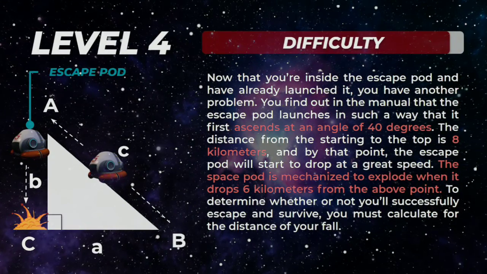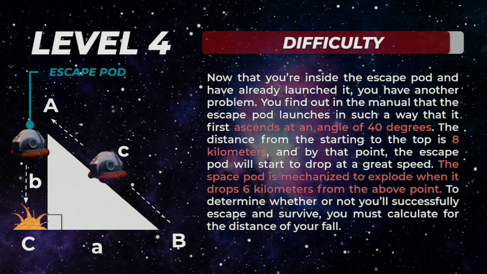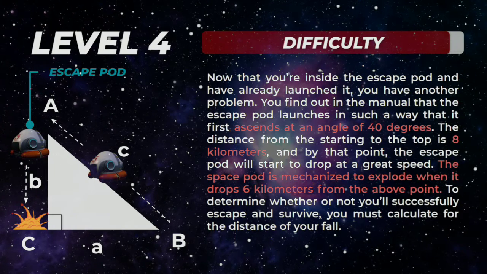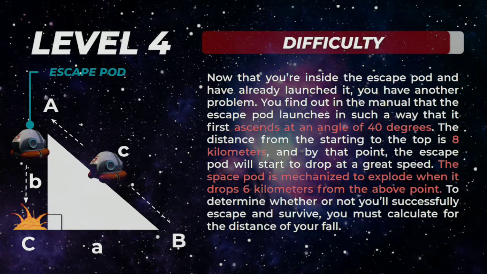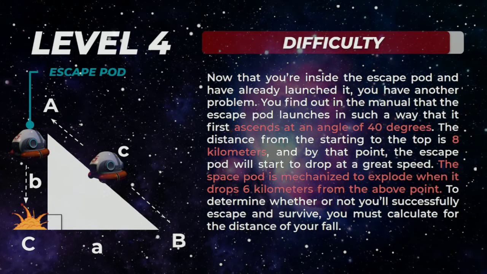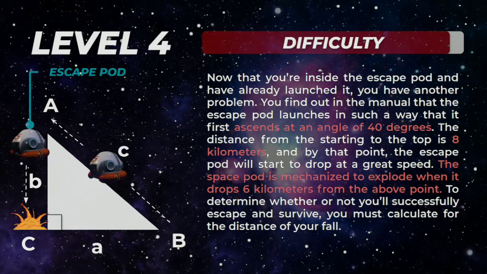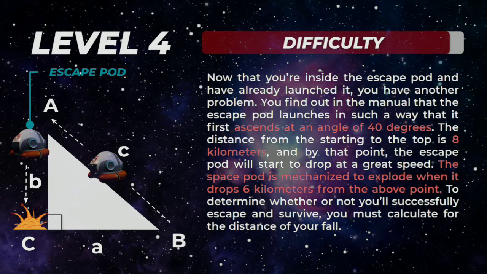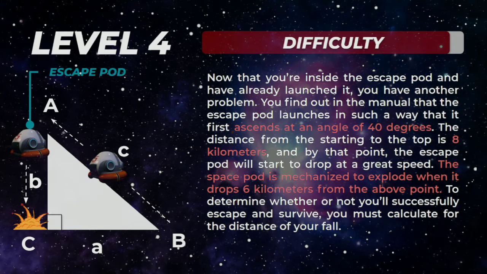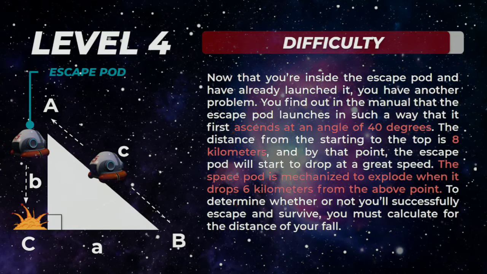Level 4. Now that you're inside the escape pod and have already launched it, you have another problem. You find out in the manual that the escape pod launches in such a way that it first ascends at an angle of 40 degrees. The distance from the starting point to the top is 8 kilometers, and by that point, the escape pod will start to drop at a great speed. The space pod is mechanized to explode when it drops 6 kilometers from the above point. To determine whether or not you'll successfully escape and survive, you must calculate for the distance of your fall.